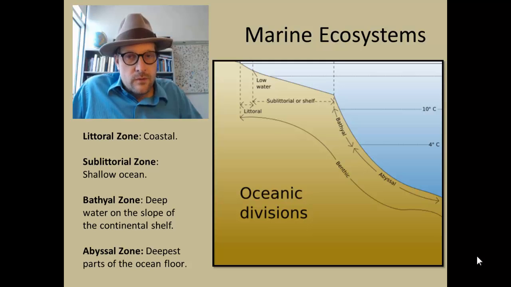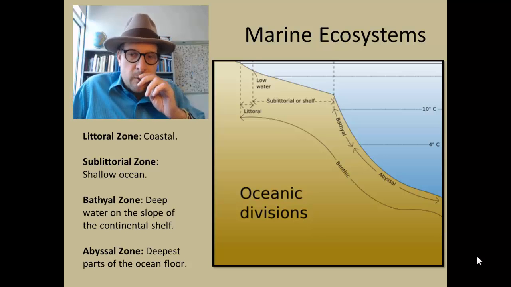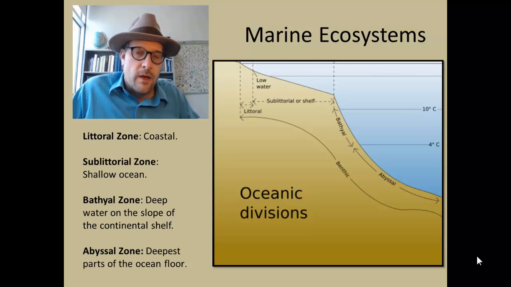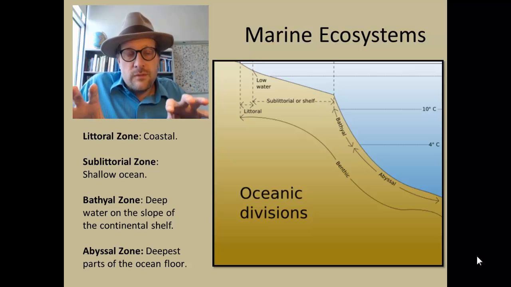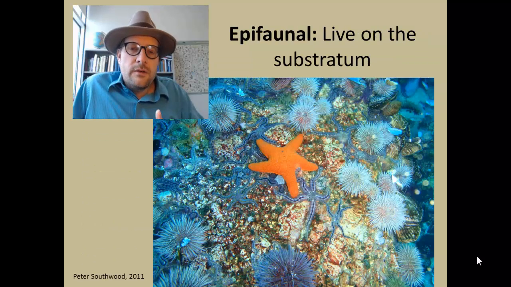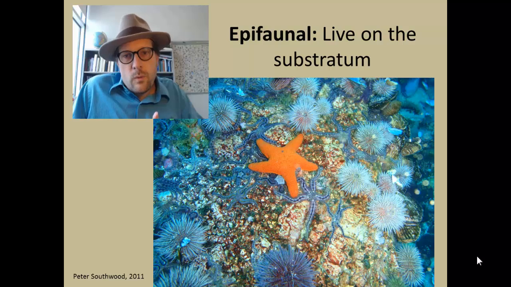Now, these environments are very different, and there are very different organisms that live within each one of these marine ecosystem areas. So abyssal organisms are very different from bathyal organisms as well as littoral organisms. They're very different environments. All right, so let's talk a little bit about some terms that we use for organisms in describing where they live in the marine system.